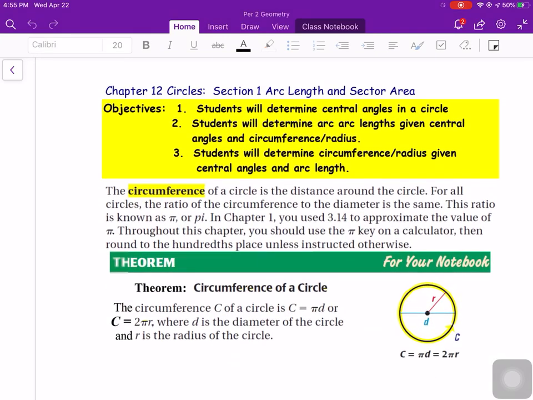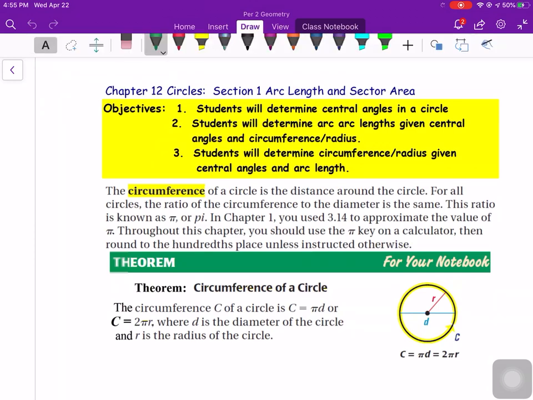In section 1 of chapter 12, we're going to be talking about two ideas. Well, it's actually four concepts, but two of them you've had before. The two ideas are arc length and area of a sector. Now, arc length is actually a piece of the circumference of a circle.